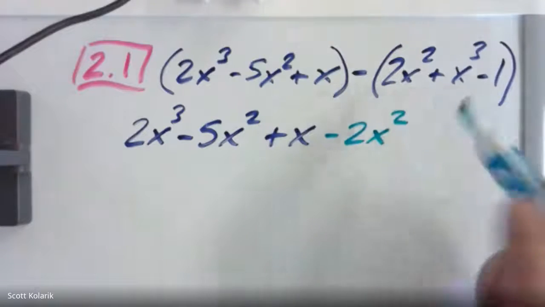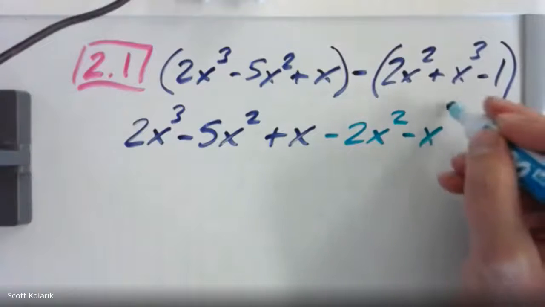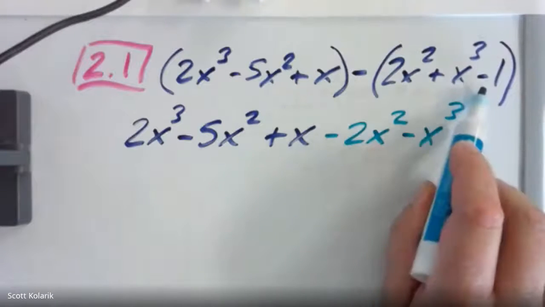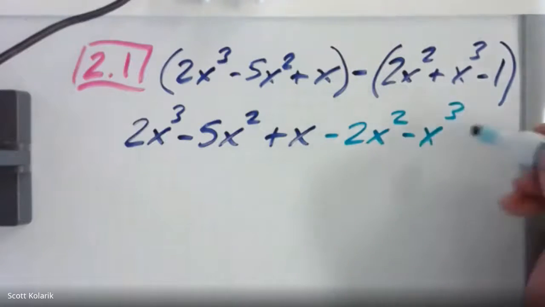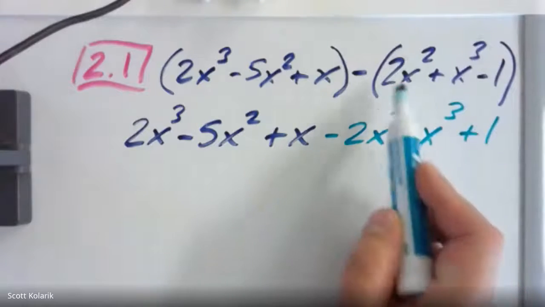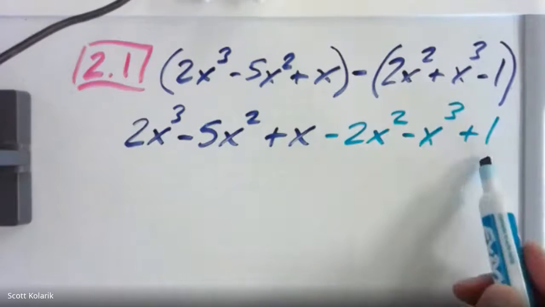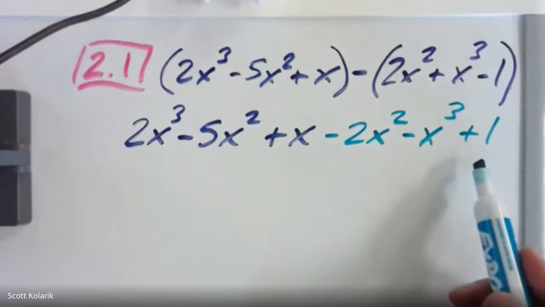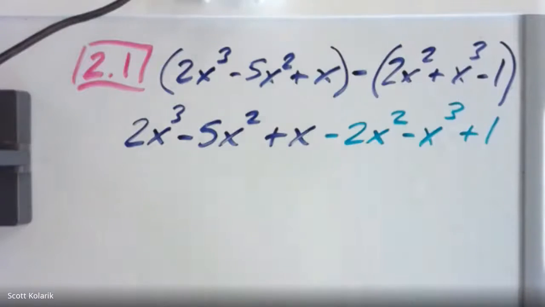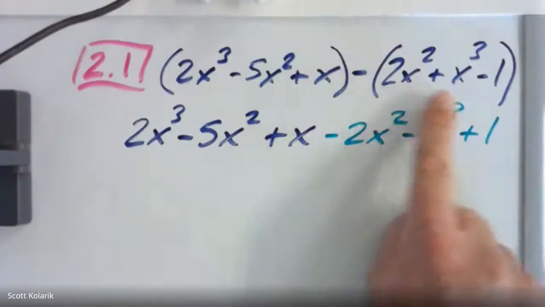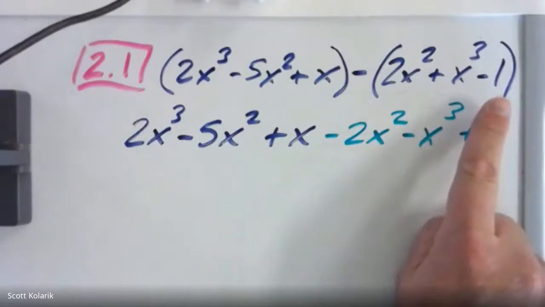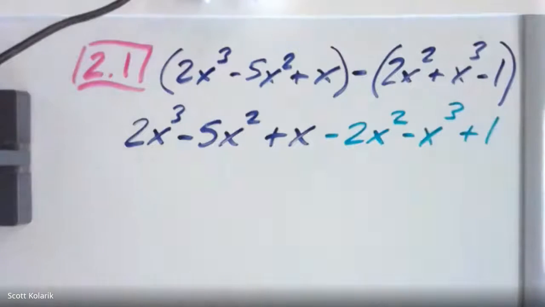When I subtract the positive x cubed, that's like minus x cubed. And when I subtract a -1, that's the same thing as saying plus 1. So technically I just changed each sign when I subtracted it. That's my suggestion. That will avoid some of the confusion that happens when I subtract the parentheses. Flip the sign of every term in the subtracted parentheses.